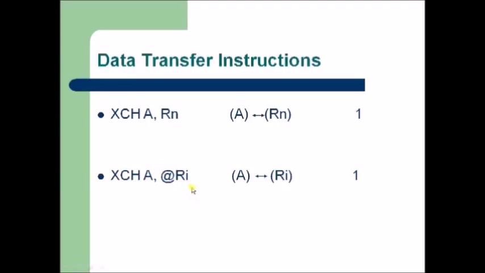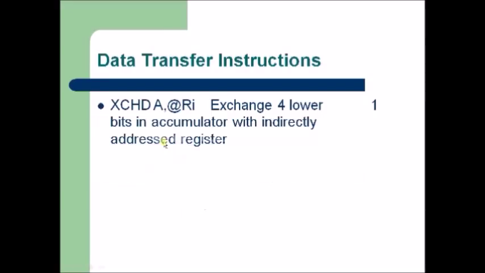Okay, value at Ri in the sense Ri internally contains an address. Now whatever value is present in that address will be exchanged with A. And XCHD A comma @Ri is going to exchange only the 4 bits in accumulator with the indirectly addressed register. Only the 4 lower bits, that is nothing but the lower nibble, will be exchanged.